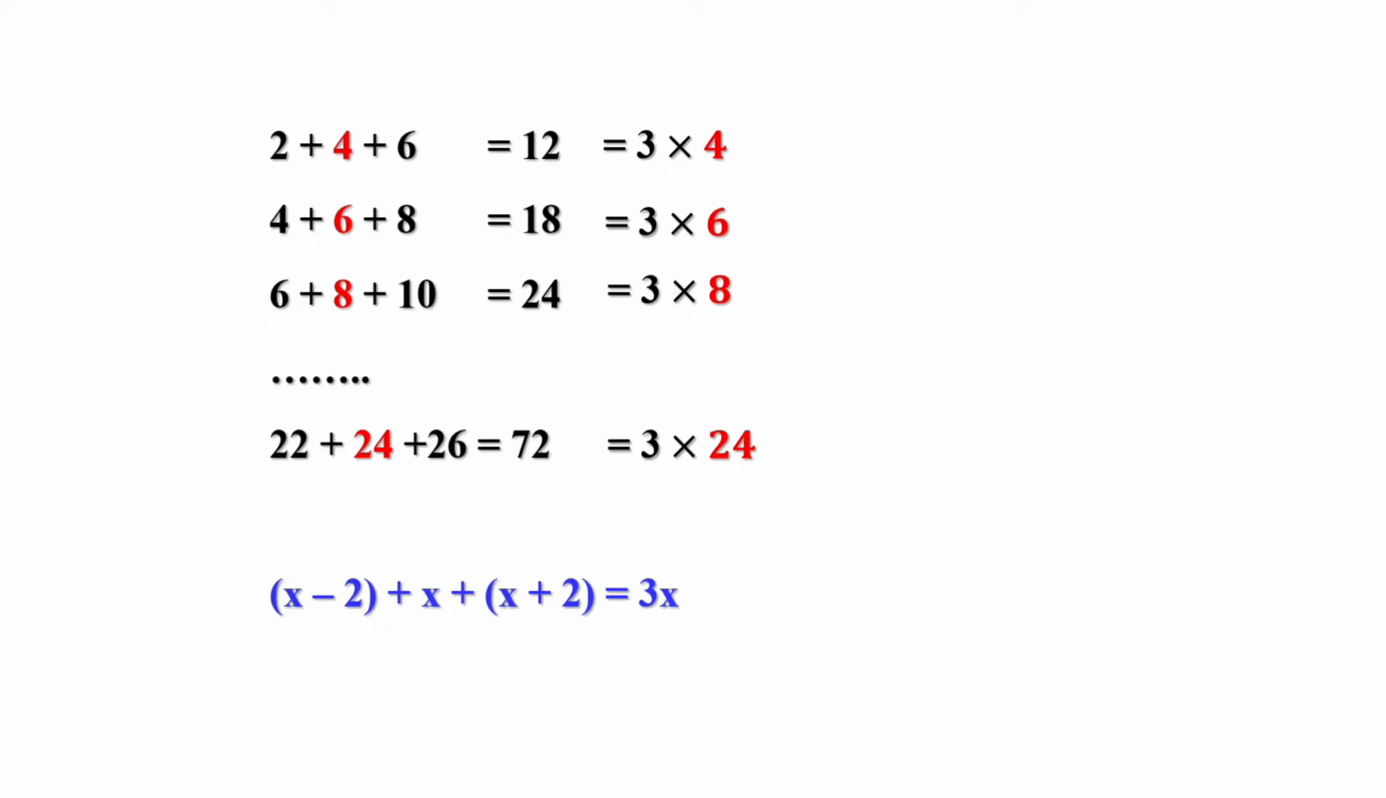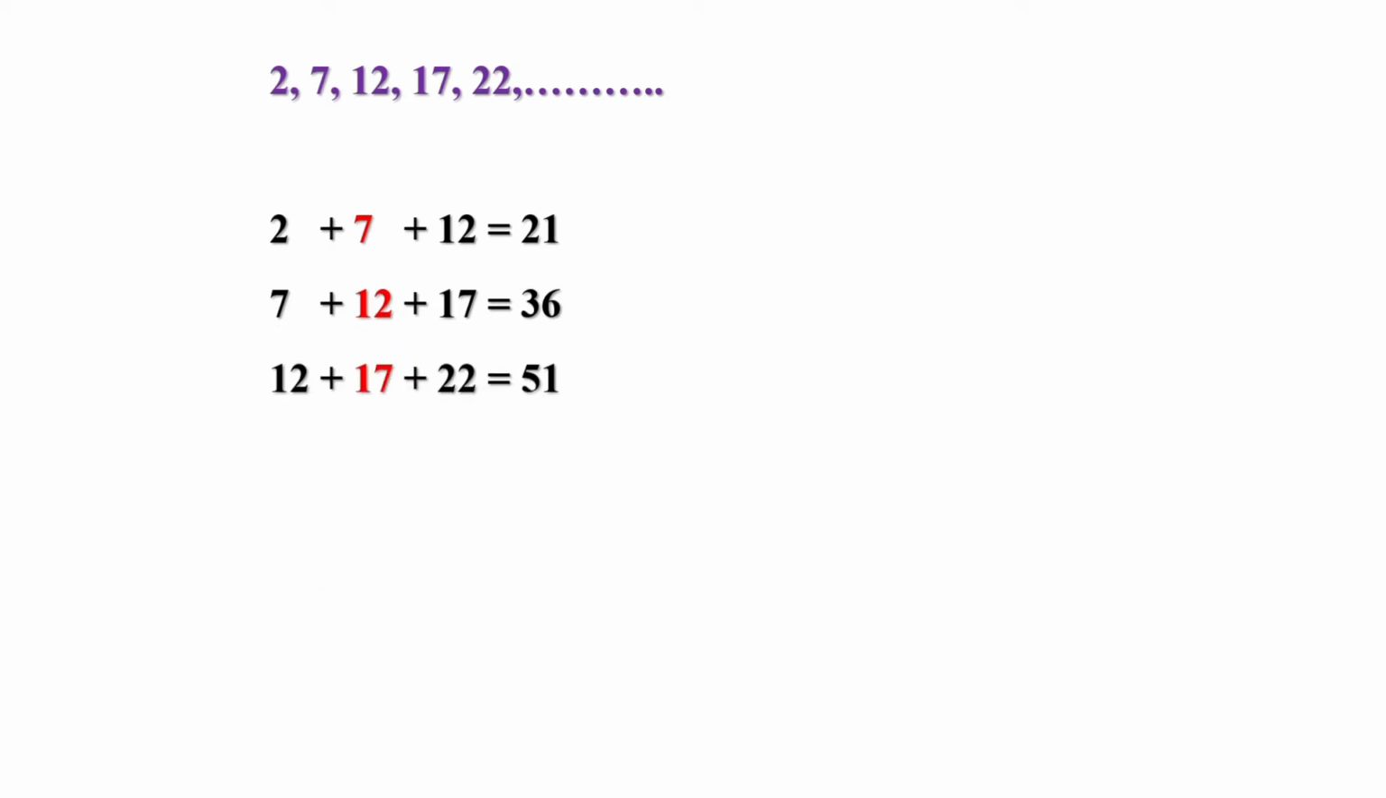Natural numbers, odd numbers, even numbers, all these are special cases of arithmetic sequences. So let us check an arithmetic sequence and check whether this property holds there or not. Let us take an arithmetic sequence. Let us take the sum of the first three terms. 2 plus 7 plus 12 is 21. 7 plus 12 plus 17 is 36. 12 plus 17 plus 22 is 51.